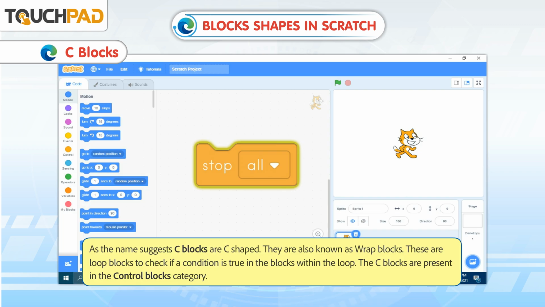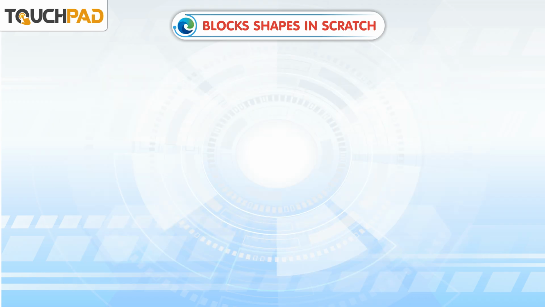C blocks. As the name suggests, C blocks are C-shaped. They are also known as wrap blocks. These are loop blocks to check if a condition is true in the blocks within the loop. The C blocks are present in the control blocks category.